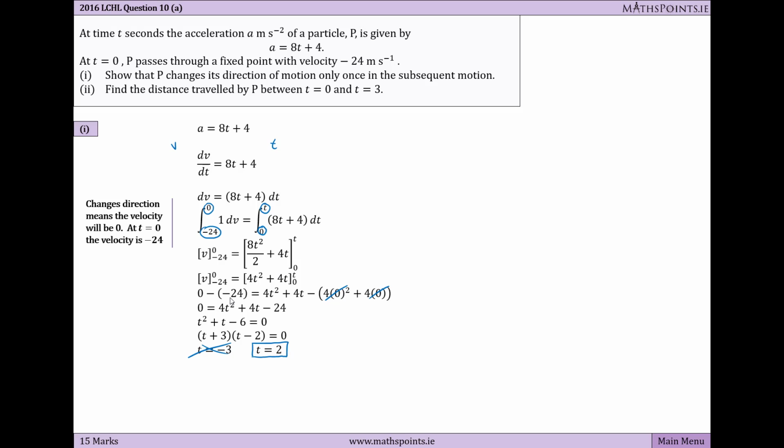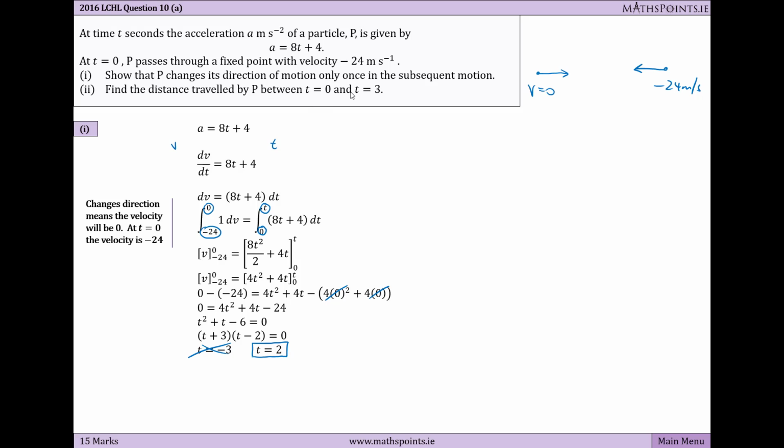The fact that you found a time when the velocity was 0, so remember, it started moving to the left with a velocity of minus 24 meters per second, and then at some point its velocity was 0, and after that the acceleration is positive and starts moving the object to the right hand side, and so that's when it changed direction after 2 seconds.